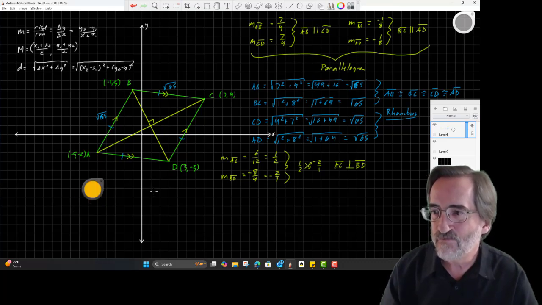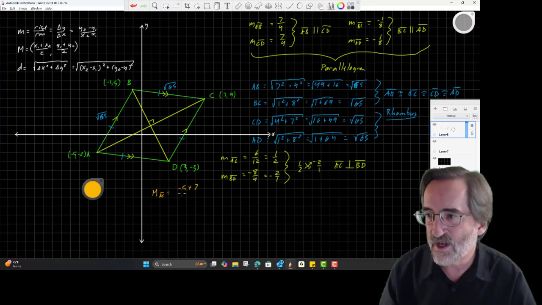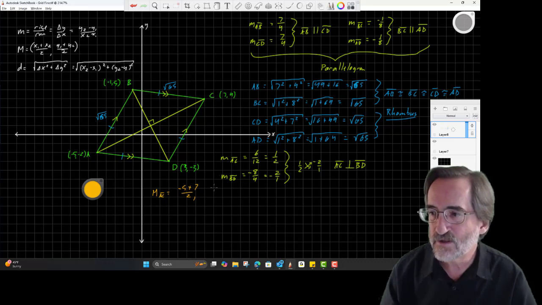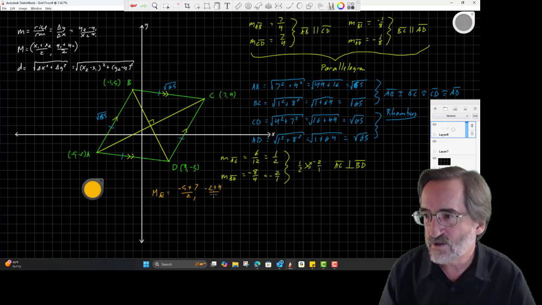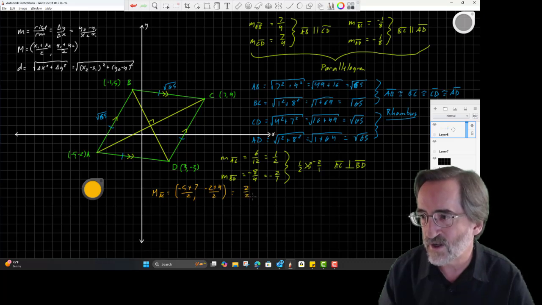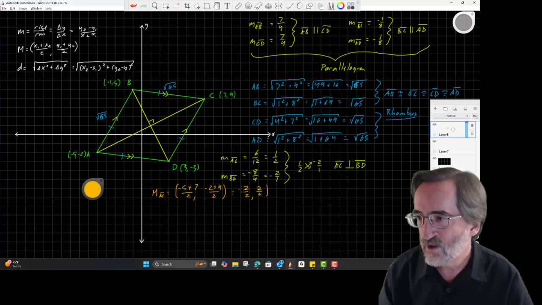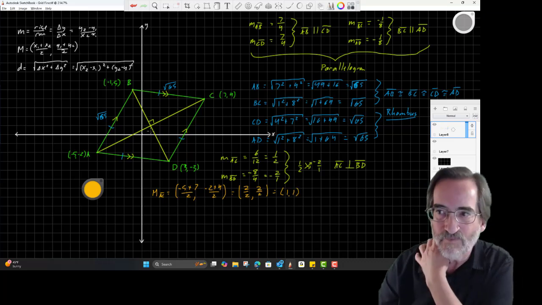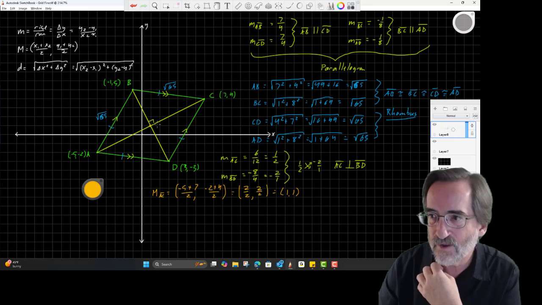Okay. So the midpoint of AC: the average of the x's, the average of the y's. So negative 5 plus 7 divided by 2, and negative 2 plus 4 divided by 2. Negative 5 plus 7 is positive 2 divided by 2. And negative 2 plus 4 is 2 divided by 2, which is 1, so 1, 1. So the midpoint of AC is 1, 1, and that's what we see on the graph.